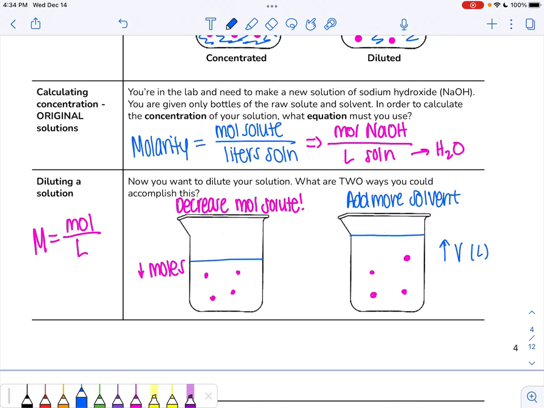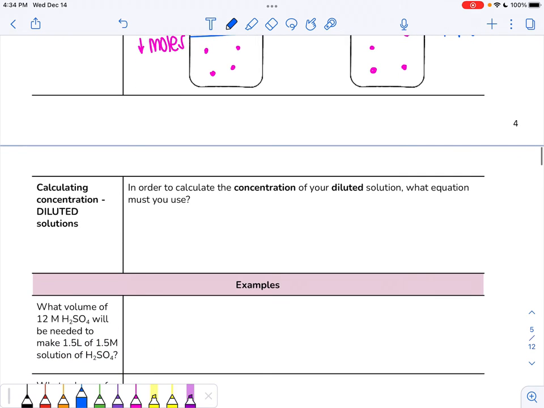So if I try to dilute my solution, how would I be able to calculate the concentration of this new solution? Well, good news is we have a formula for it. Yay! And that formula is called the dilution formula. So if I wanted to calculate the concentration of a diluted solution, I would use this equation right here. I would take into account the original concentration of my solution and how much volume of that solution I had, my volume of my original solution. So this is our original concentration and volume.